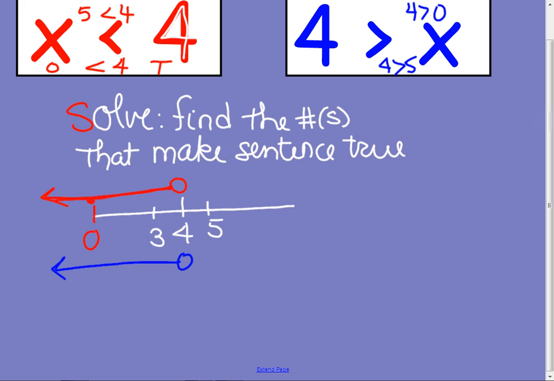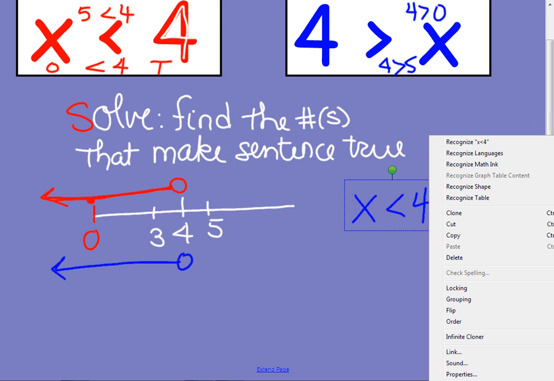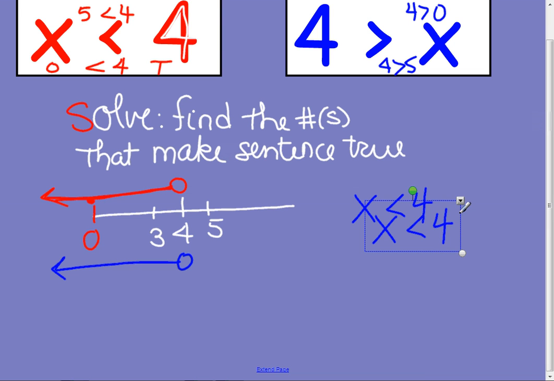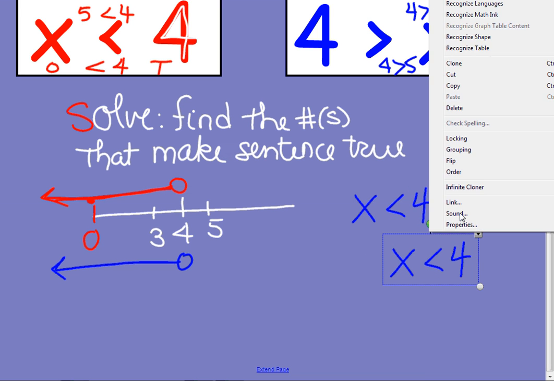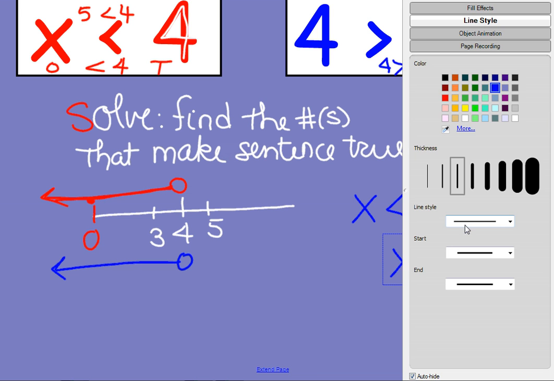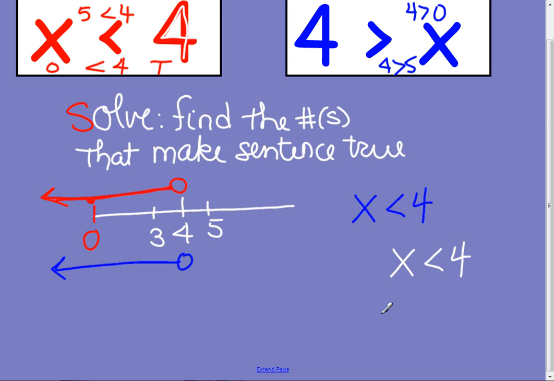Can we see the blue okay? If I take x is less than 4, here's what I'm going to do. I'm going to take that, and I'm going to clone it. And if I flip this over, in fact, let me change colors even. Make it white, then you can see it. And I'm going to flip this.